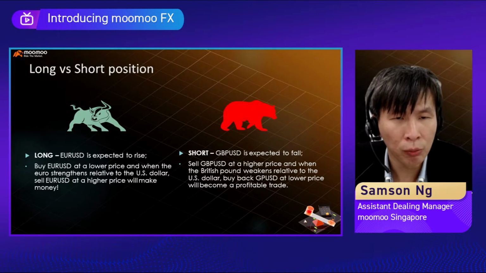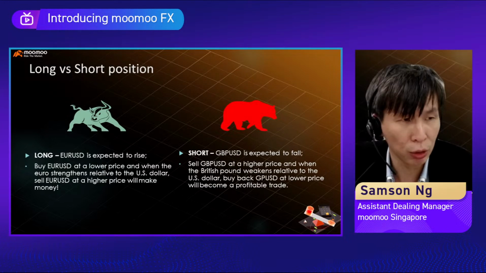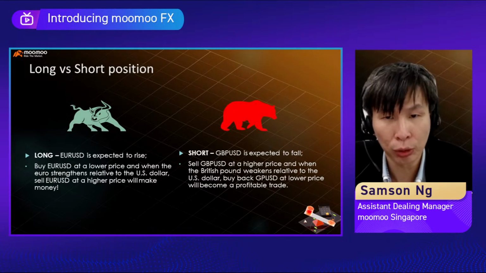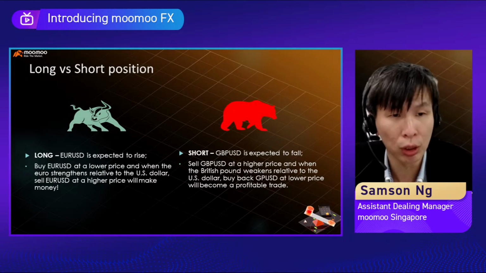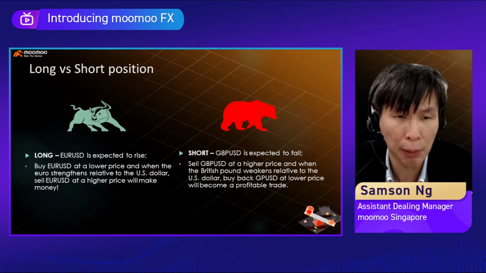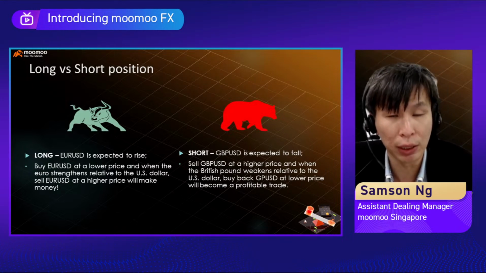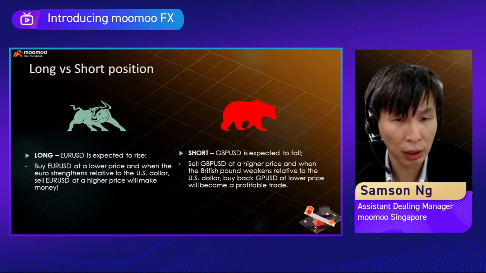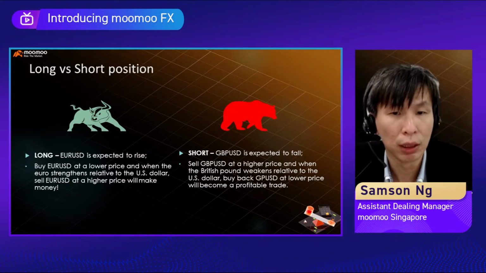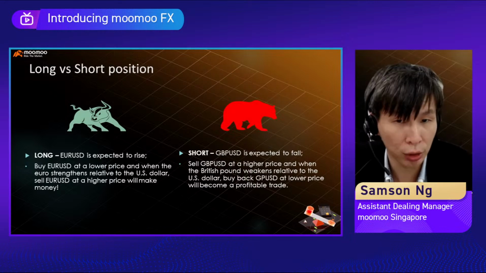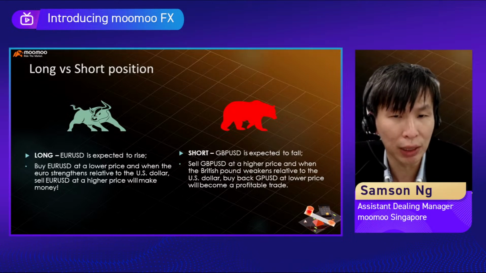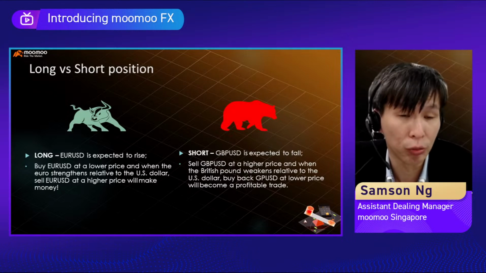For FX, you can both buy and sell, depending on whether you expect the market to be bullish or bearish. For example, if you expect EUR/USD to rise, or are bullish about EUR/USD, you can go long and buy EUR/USD at a lower price, and when the euro strengthens, sell it at a higher price to make money. Vice versa, if you expect, for example, GBP/USD to fall, or are bearish about GBP/USD, you can short it or sell it at a higher price, and when the sterling weakens, buy it back at a lower price, so that this becomes a profitable trade for you.